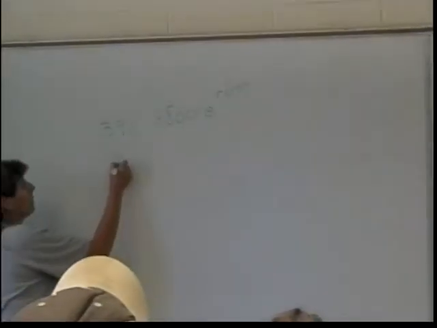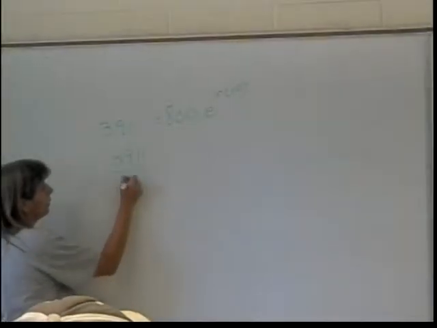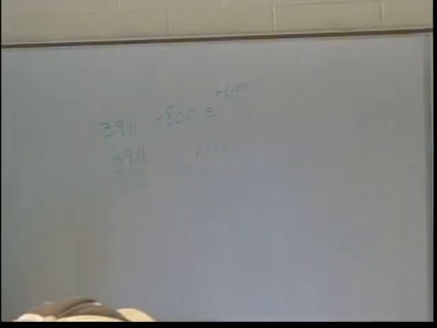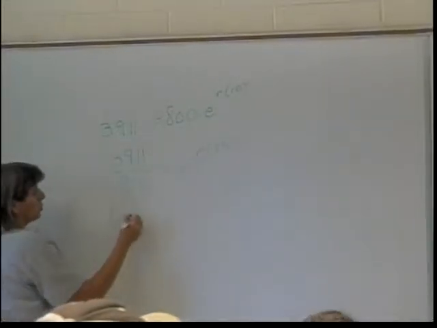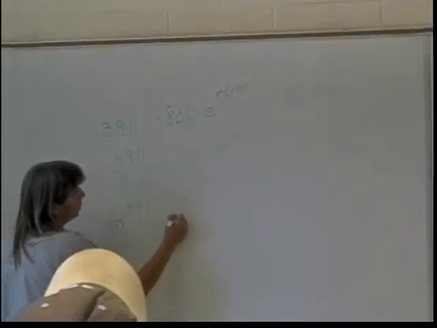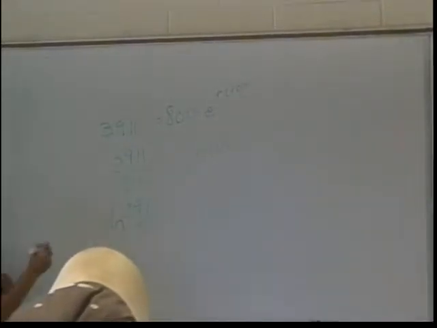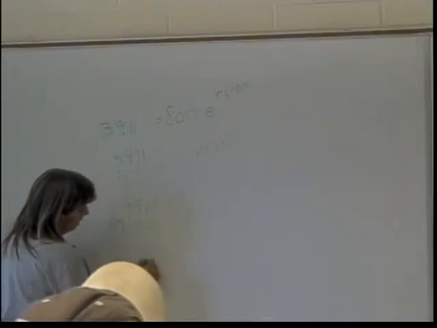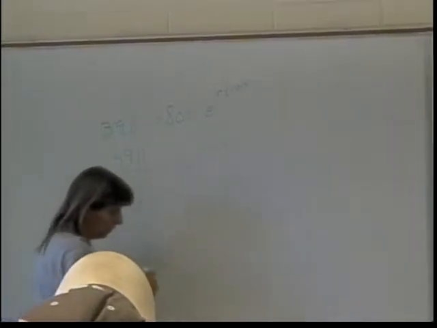Divide by 800, so we have 3,911 divided by 800 equals e to the R times 10. And then next, change to logarithmic form, so it'll be natural log of 3,911 divided by 800 equals R times 10. And then end by dividing by 10, so we have the natural log of 3,911 divided by 800, all of that divided by 10, and this pen has had it. So that is our R.